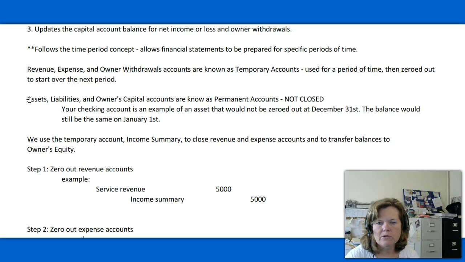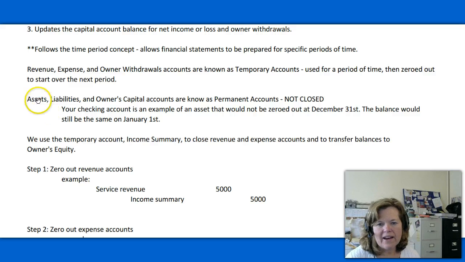Assets, liabilities, and owner's capital accounts are known as permanent accounts. They are not closed. I want to give you an example of that. Hopefully it will make a little more sense. So say you have a checking account, and that would be an example of an asset. If a business had a checking account that they paid their bills out of, that would be an asset to the business. Your checking account is an asset to you. We would not zero out that account on December 31st intentionally, because we don't want to bounce checks if we have items that are going to clear the next year. So we would leave that money in the checking account, and that balance would still be there on January 1st.